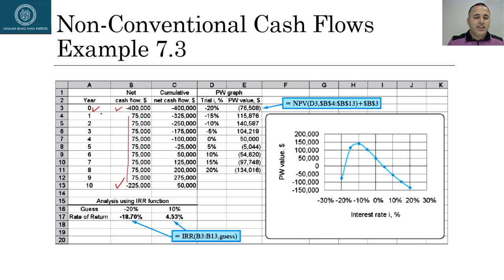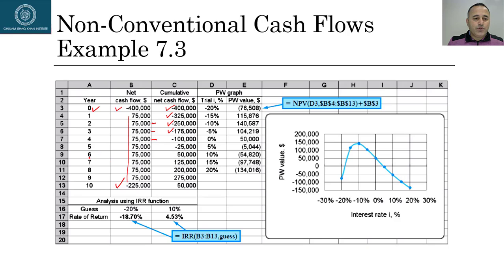The first cost at t equal to 0 was minus 400,000. After we receive an inflow of $75,000, my net cumulative cash flow is minus 325,000. And as you can see, with every inflow, my cumulative net cash flow is actually decreasing, of course, but with a negative sign.